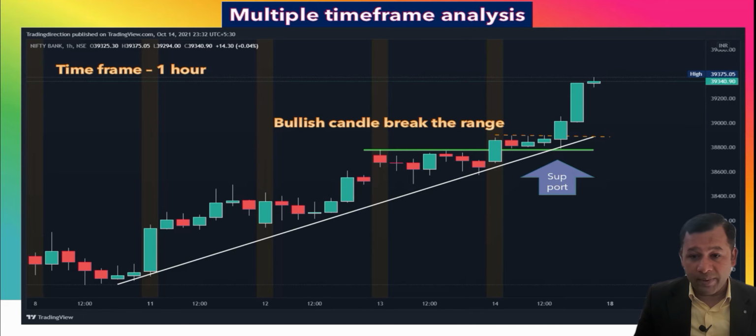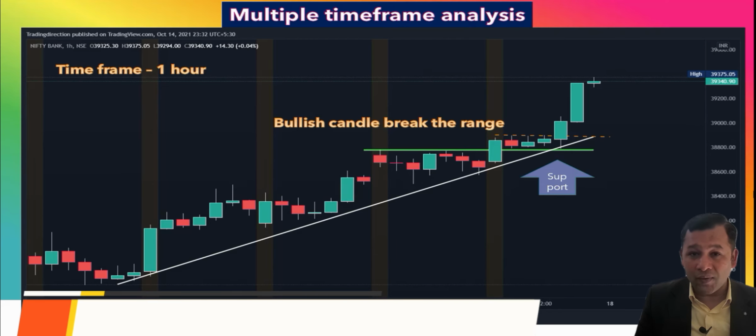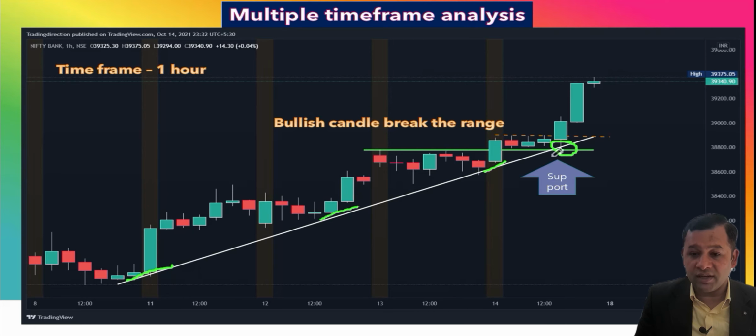Multiple time frame analysis we will do for the confluence principle. This is the 1 hour time frame. Swing traders can use the 1 hour and daily time frame for their trading. This bullish candle broke the range. So this is a trend line: first touch, second, and third. This is the fourth time touch. Where is the support? This resistance acts as a support. Check it. This way you can find the high confluence.